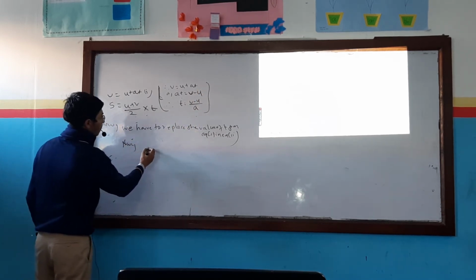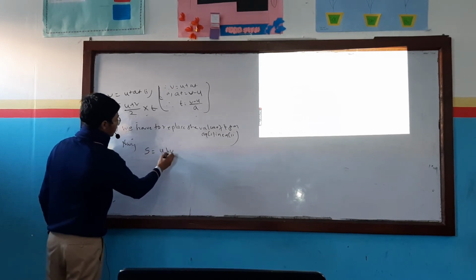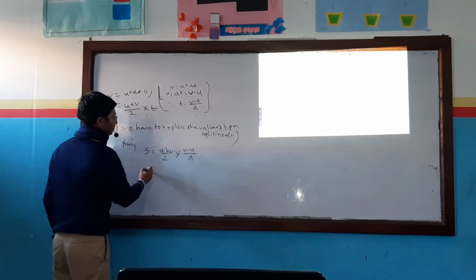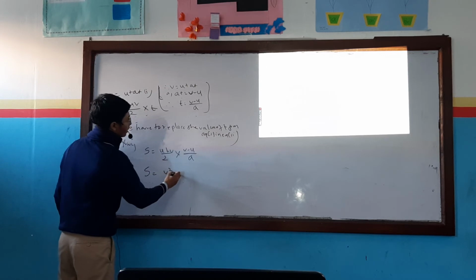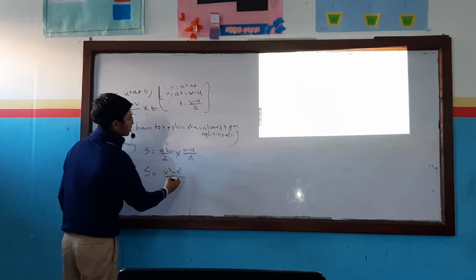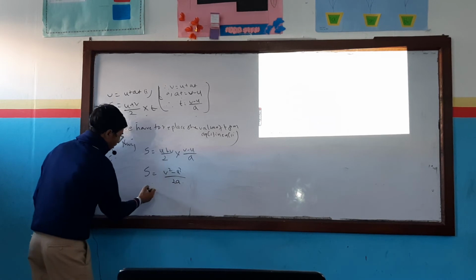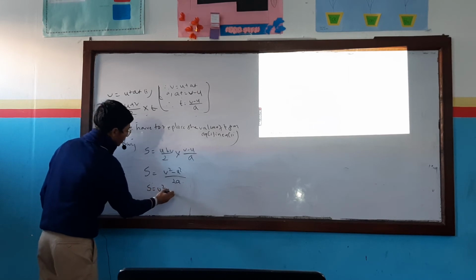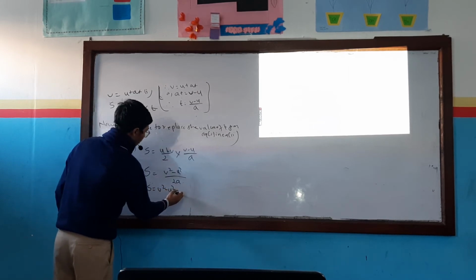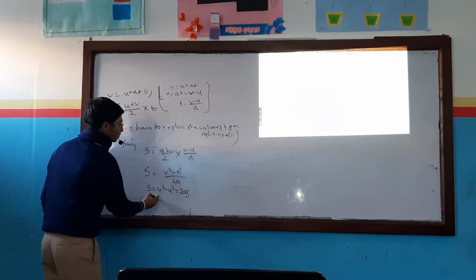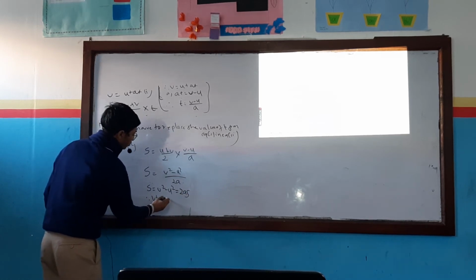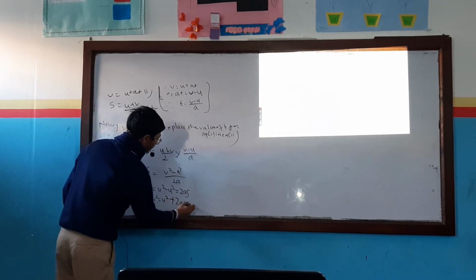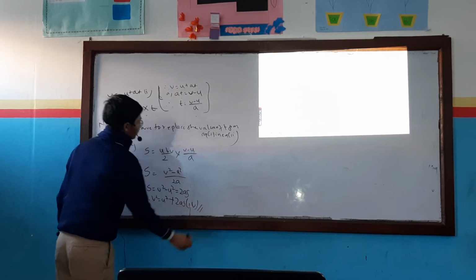Now s is equal to (u + v)/2 into (v minus u)/a. S is equal to (v square minus u square)/2a. Now 2as is equal to v square minus u square. Now finally v square is equal to u square plus 2as. This is the fourth equation of motion.